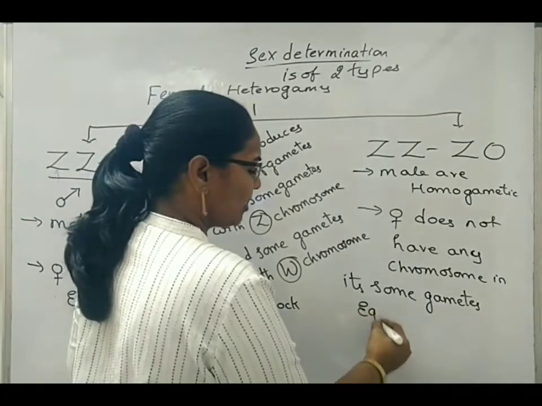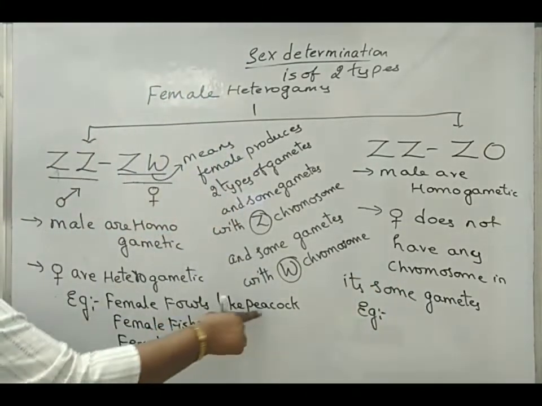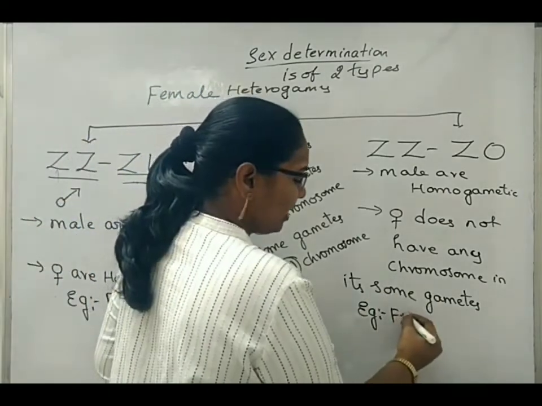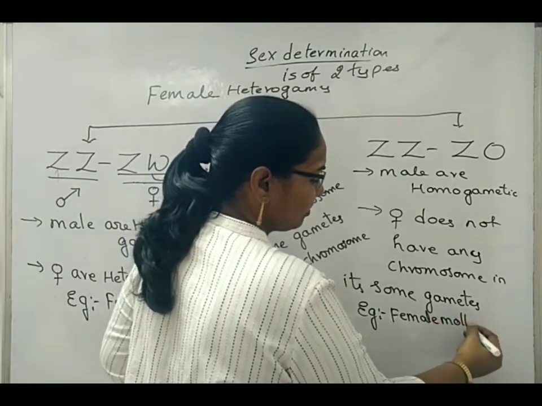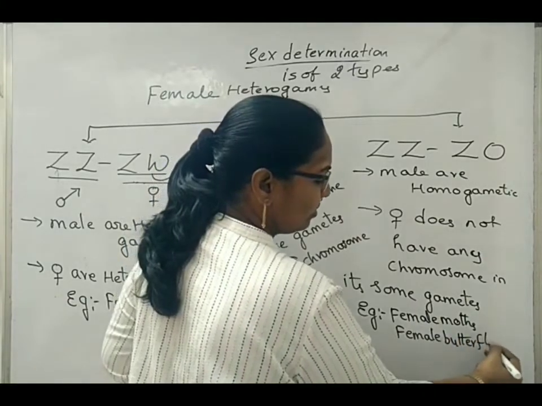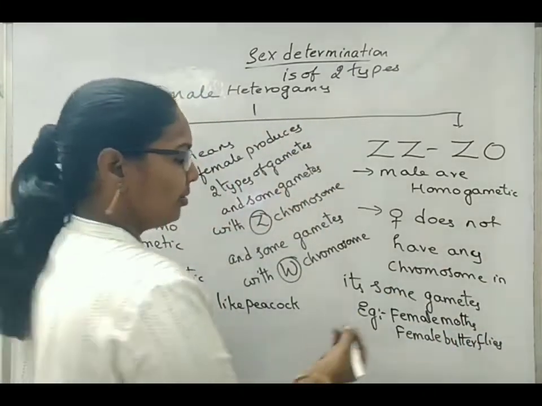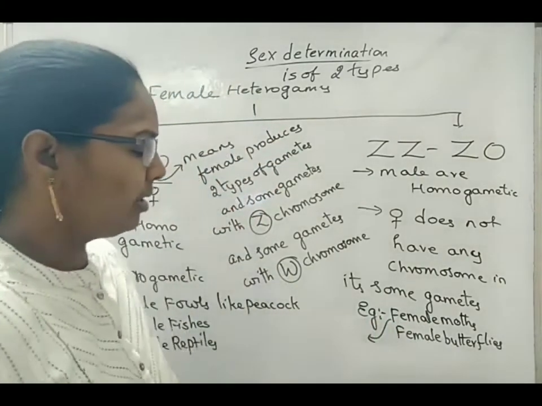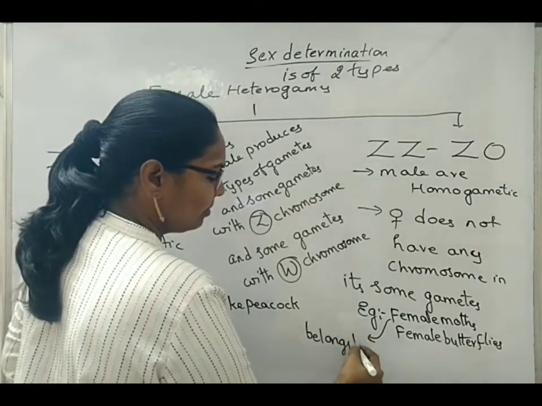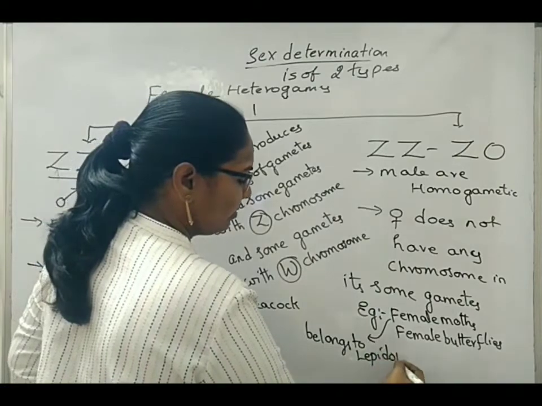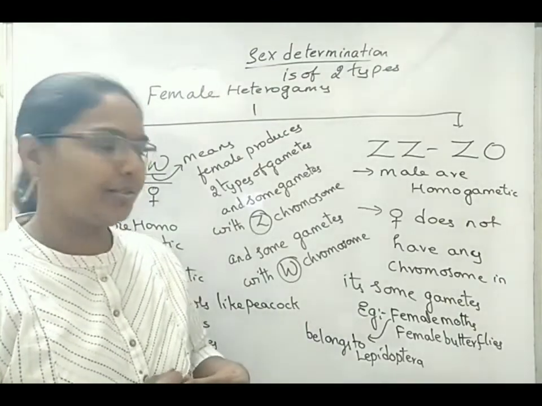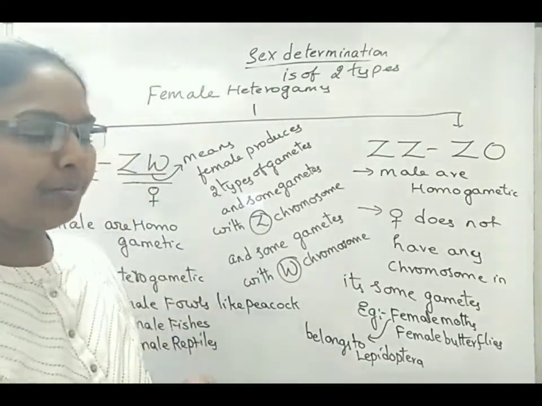What are examples under this? Here we have seen female fowls like peacock, female fishes and female reptiles. In the same way, we will see some examples like female moths, female butterflies. Okay. So some moths, like in case of moths, the organisms that belong to Lepidoptera. When we see Arthropoda type of classification, then we will understand what are the organisms that are included under Lepidoptera.